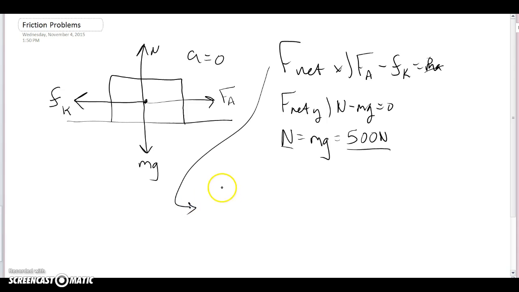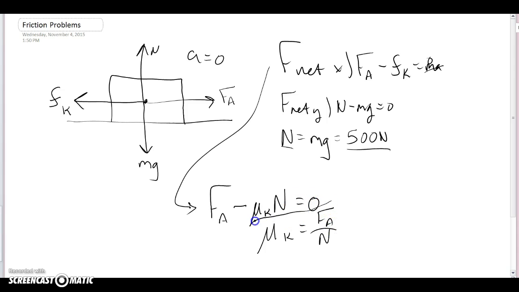So now that we know what N is, 500 newtons, the next step is to take our x equation and substitute mu k N in for friction, and that's going to equal 0. And now if we solve for mu k, we're going to get F applied over the normal force, just like we did with the lab. And in this case, it's going to be the applied force, which I believe was 66 newtons over 500 newtons, and that will give you our answer for the coefficient of kinetic friction, mu k.